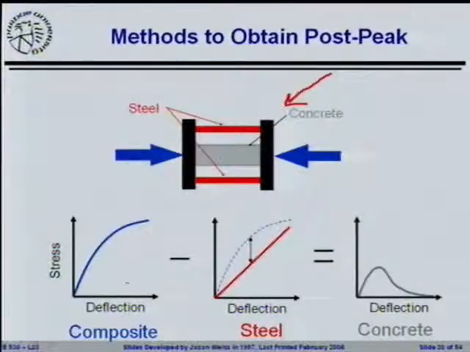So the basic idea is that you would get a composite response of the stress versus deflection. You know the impact of this steel. You know the stress deflection behavior of the steel. And the difference between those two, the composite response minus the steel, should give you the overall response of the concrete. This gives you a way to control the deformation of the concrete so that you can start to capture some of this behavior after the peak region.